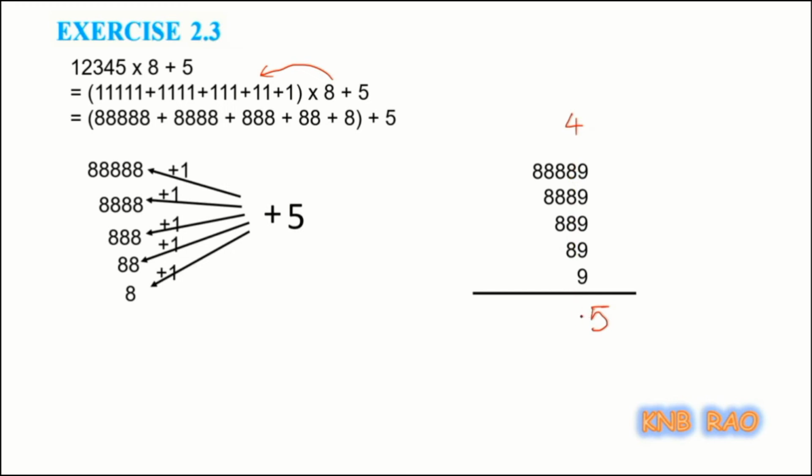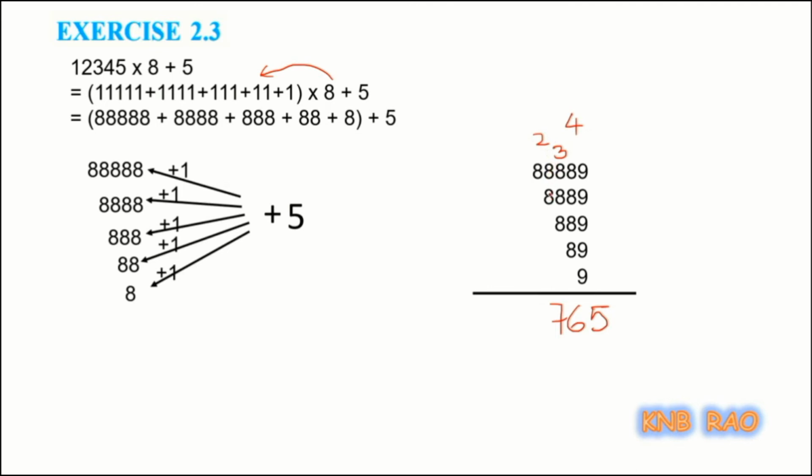So, 9 4s are 36, 6 and 3 carry. Now this 3 also I will not add straight away, I will add 1 to this, 1 to this, 1 to this. That becomes 9 3s are 27, 7 and 2. So this 2 also I will send 1 to this, 1 to this and 1 to this.